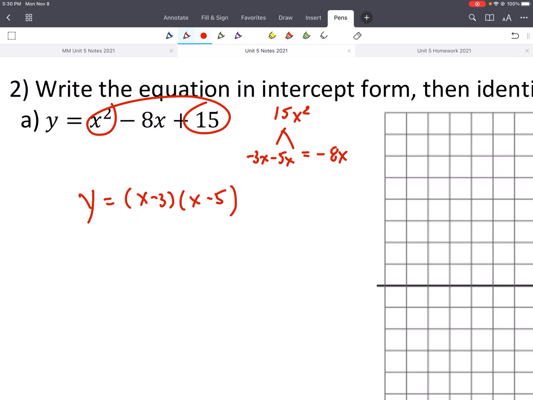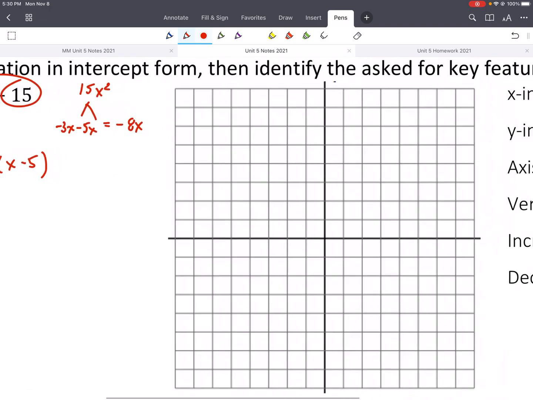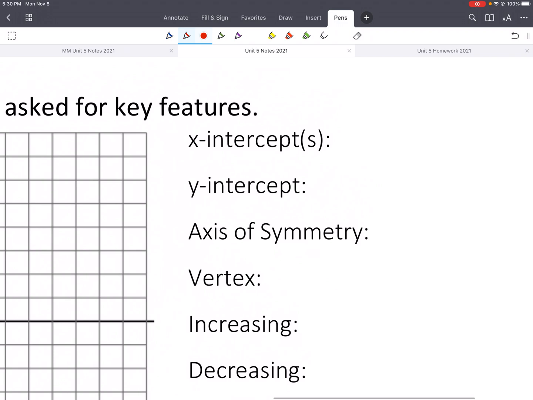Okay, so some of your homeworks, I don't give you the graph paper. So you could do a sketch if you'd like. Let's see what we can do without using our graph paper at all. So over here I'm going to write our equation again. So y equals x minus 3 and x minus 5.